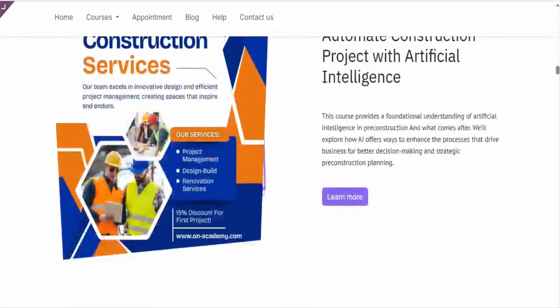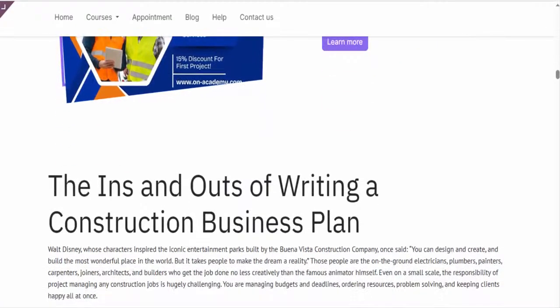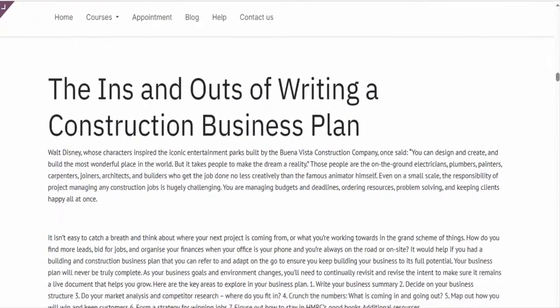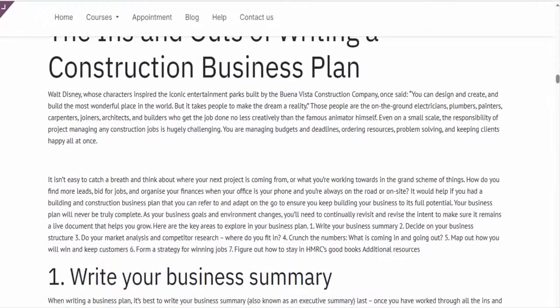The ins and outs of writing a construction business plan. Walt Disney, whose characters inspired the iconic entertainment parks built by the Buena Vista Construction Company, once said, "You can design and create, and build the most wonderful place in the world. But it takes people to make the dream a reality.